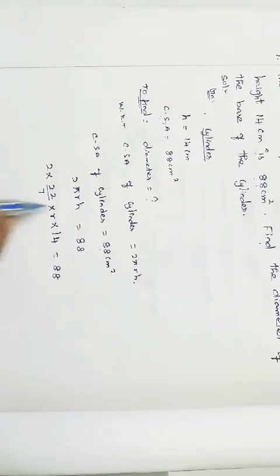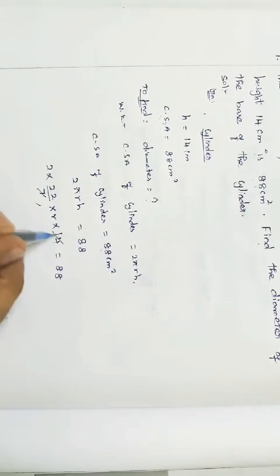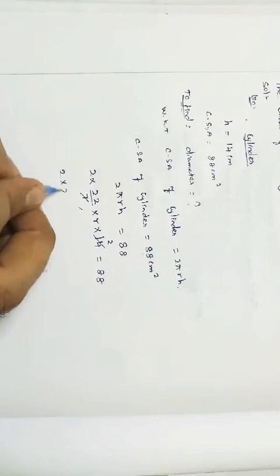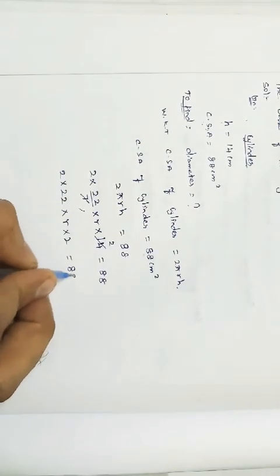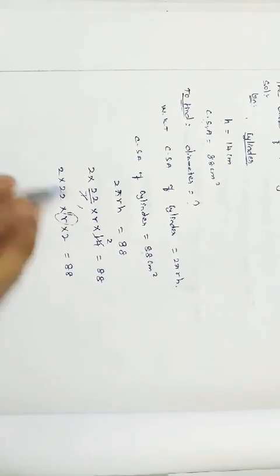Is it possible to simplify? Yes, both have 7 multiples. Cancel it, 1 times, 2 times. Now what remains is 2 into 22 into r into 2 is equal to 88. Just keep the r alone on the LHS, and remaining all you can take to the RHS.